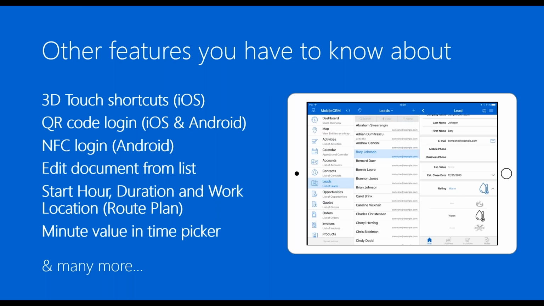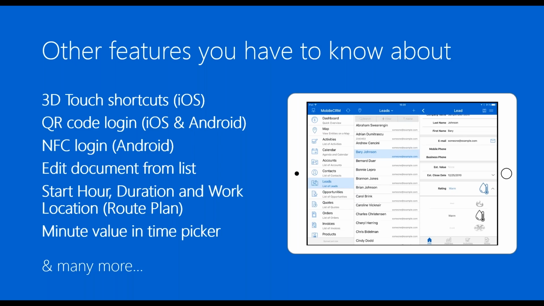You can now initiate the edit document action from a list or set start hour, default duration, work location for route plans, and even set the minute value in time picker. So maybe you've noticed that we always provide 5 minutes in time picker. Now you can customize it.